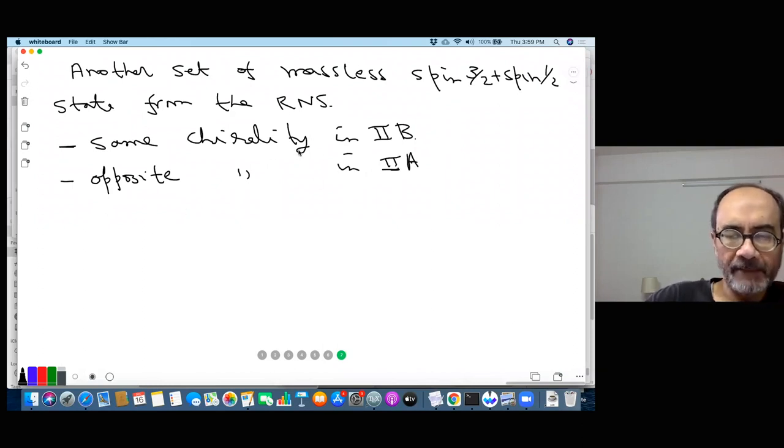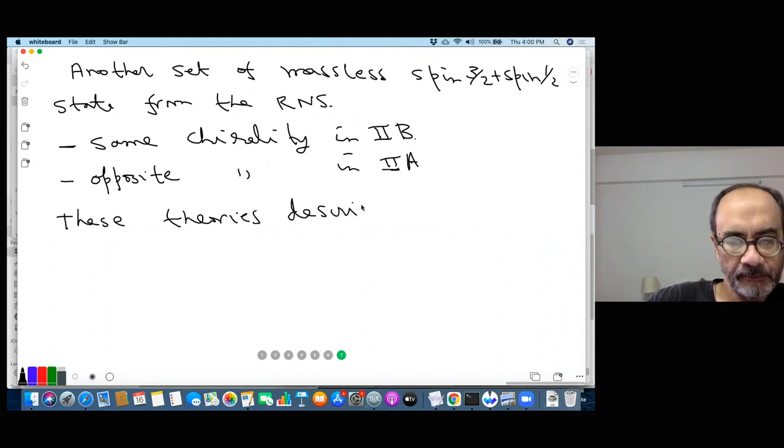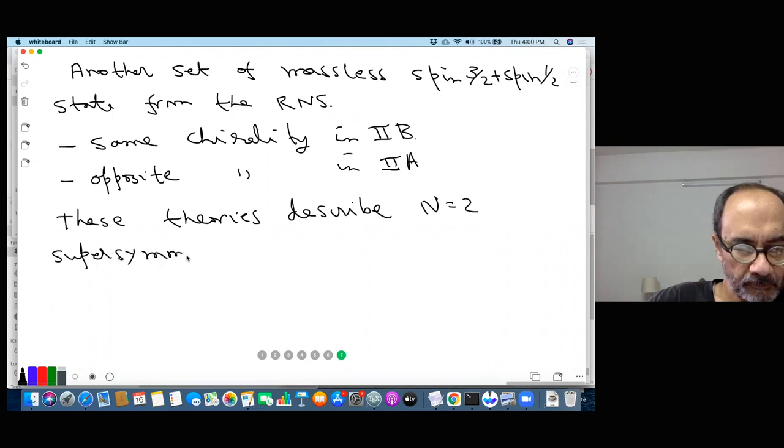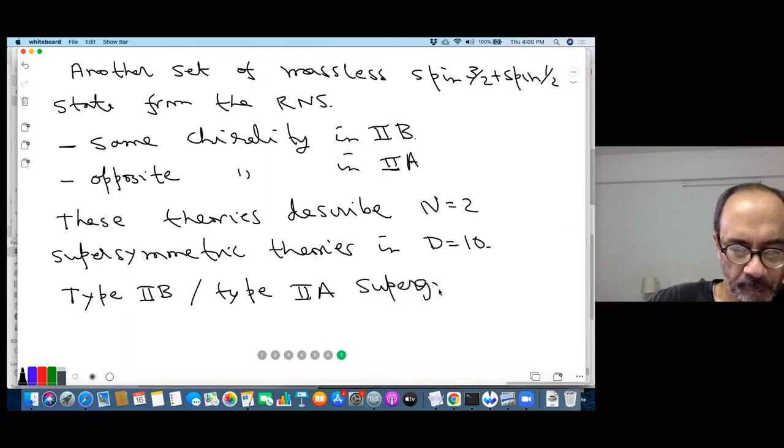Of course, this is only at the level of the spectrum. One can also check consistency at the level of the interactions, for example, decoupling of pure gauge states and so on. And at the end, what one finds is that these theories describe N equal to 2 supersymmetric theories in D equal to 10, which are nothing but type 2B or type 2A supergravity, coupled to an infinite tower of massive states.